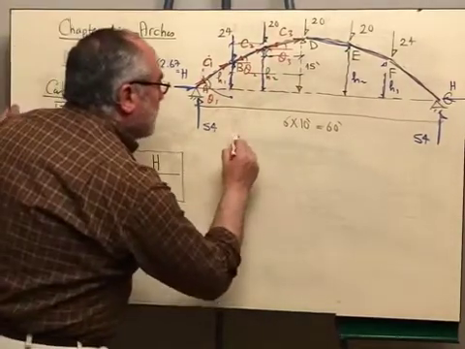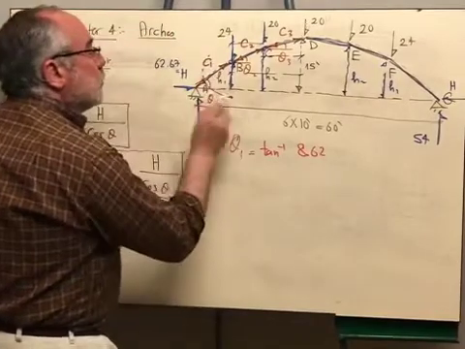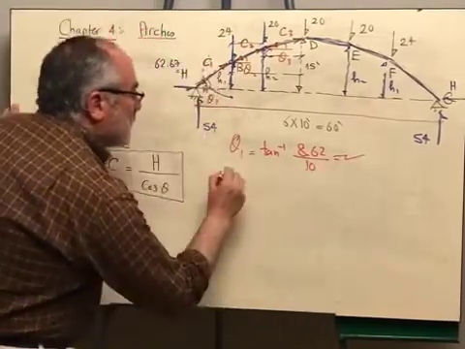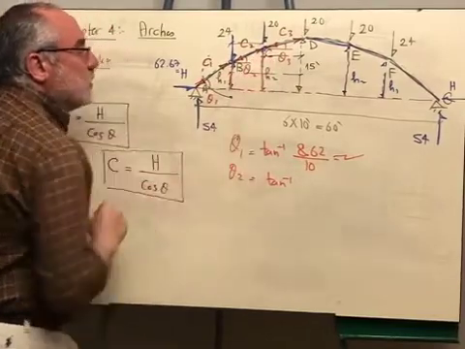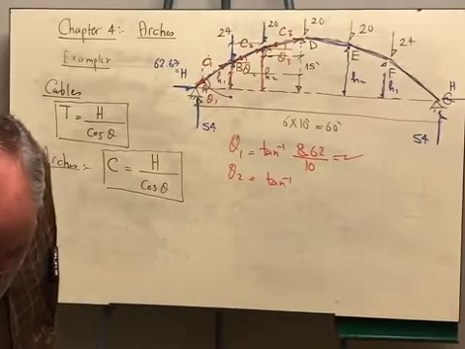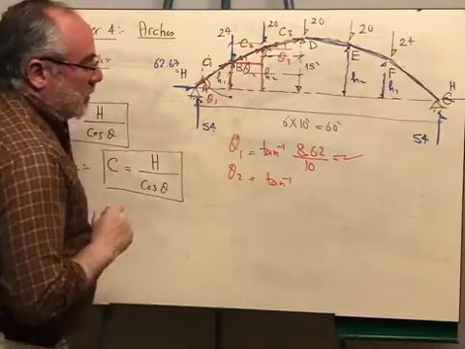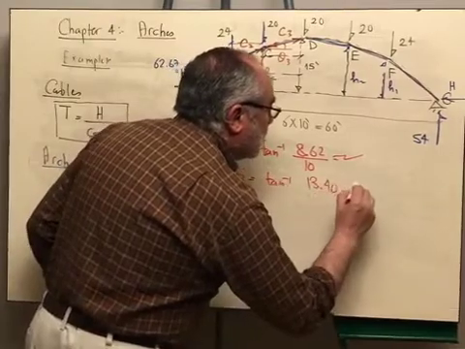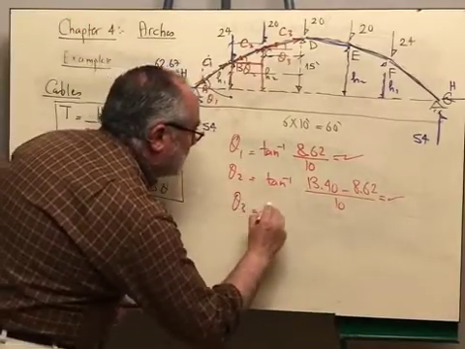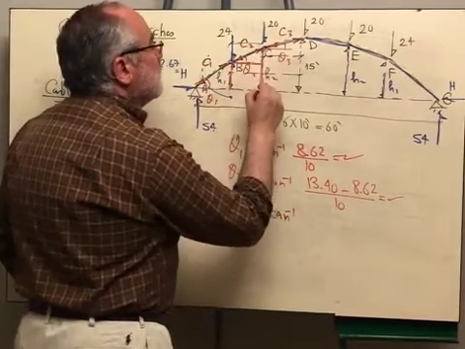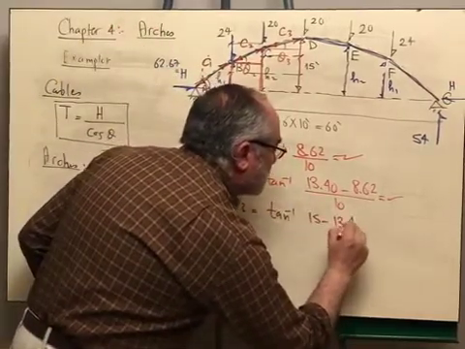So theta 1 is equal to tan inverse of 8.62, which is the value of H1, over 10. We can get this. And theta 2 equals tan inverse. This height is 8.62 and this height is 13.4. So the difference between them here, and we divide this by 10. This is 13.4 minus 8.62 over 10. I should be able to get theta 2. And theta 3 is tan inverse. Again, this is 13.4 and this is 15. The difference is 1.6. This is 15 minus 13.4 over 10.